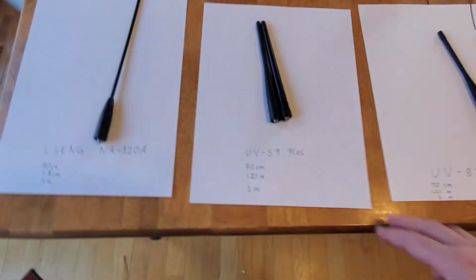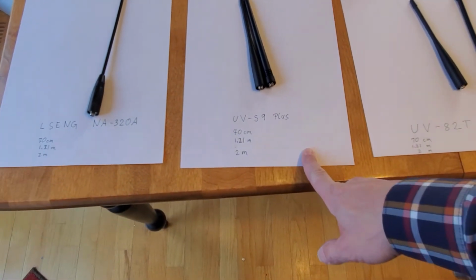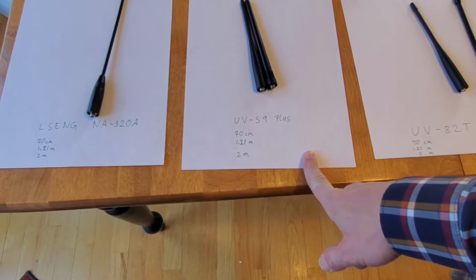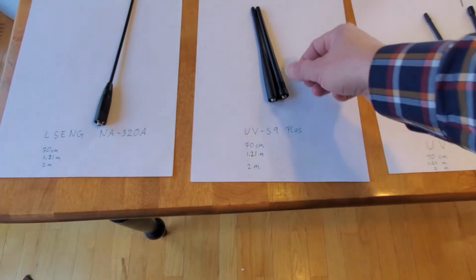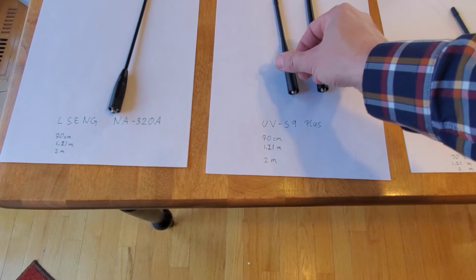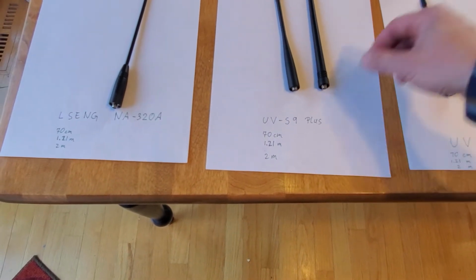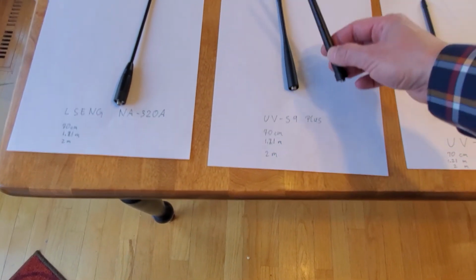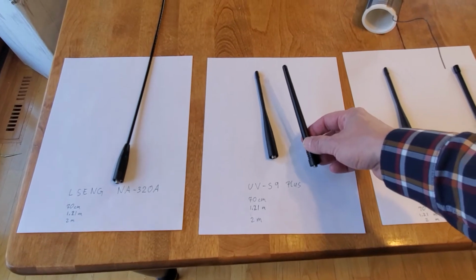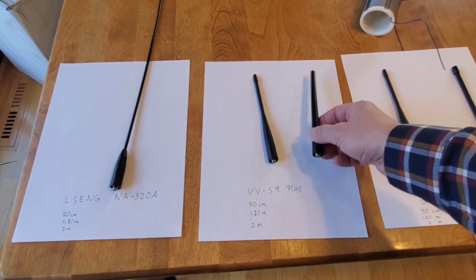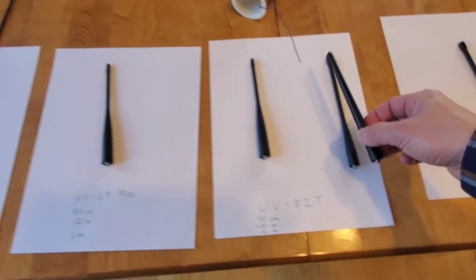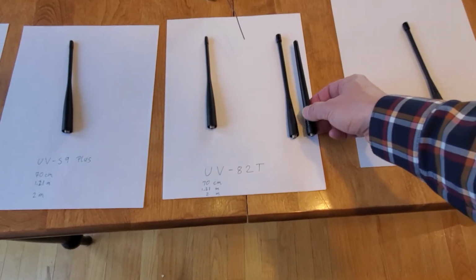The next set here, we have another tri-bander, a UV-S9 Plus. Those antennas are a little bit different. That's the 70 centimeters and 2 meter antenna. It's definitely different, a little bit shorter if you compare it to the UV82s.